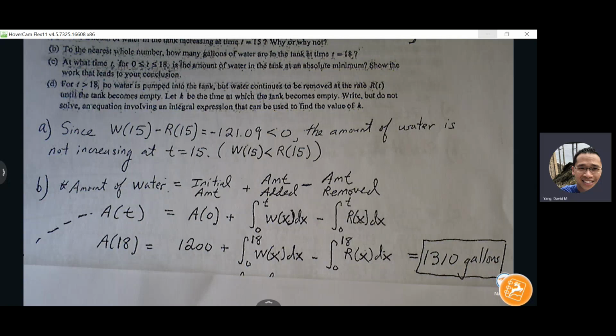My w of x is gallons per minute or gallons per hour. My dx is also in terms of an hour. So I know that if I multiply a rate with the time, that's just going to give me a unit of gallons. So that's going to give me how many gallons have been added to the tank. This will give me how many gallons of water have been removed. I combine those values together, and I have 1310 gallons remaining in the tank.